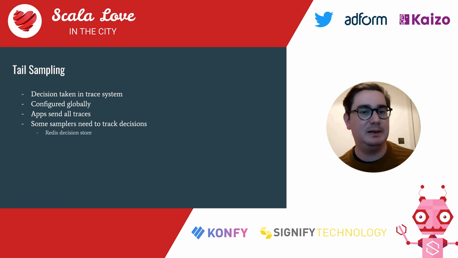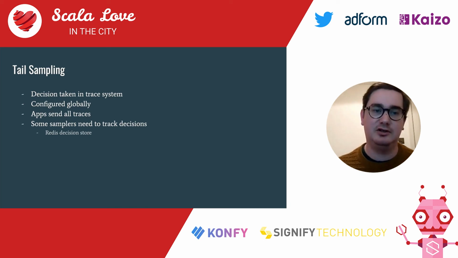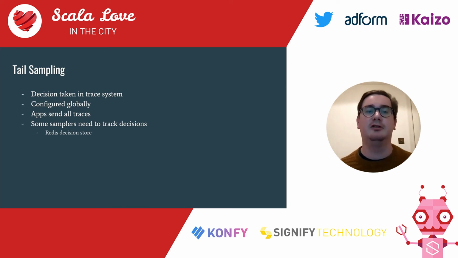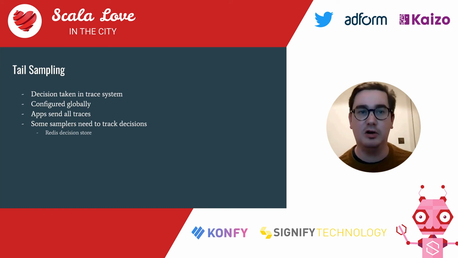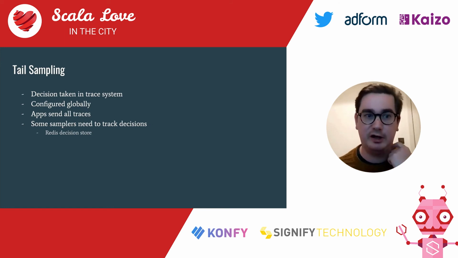And then tail sampling. So this is the decision that's taken on the trace system, and you can configure it globally. So many apps send all their traces on, and then you might drop some for performance or cost reasons if you're paying a cloud provider.